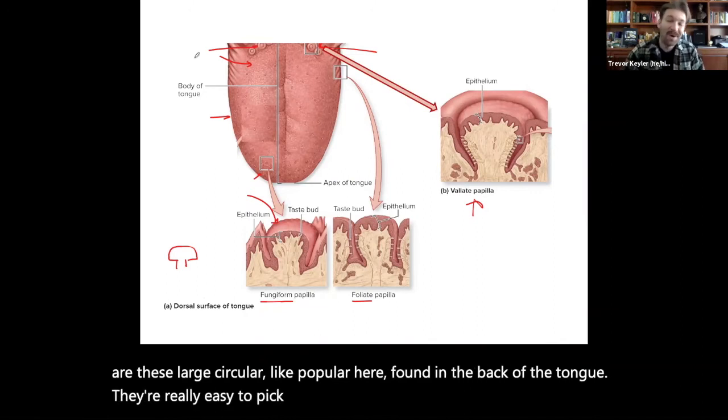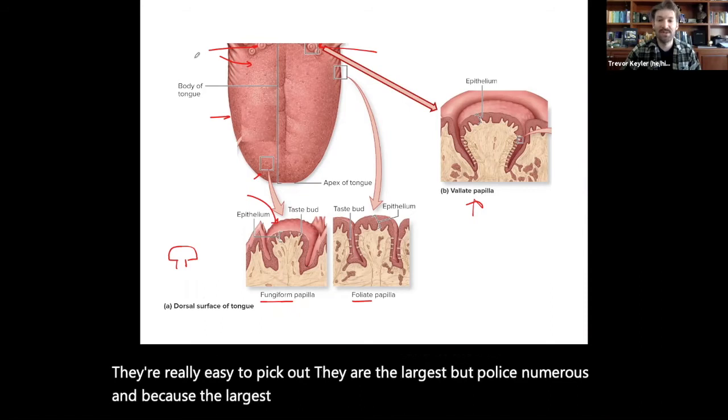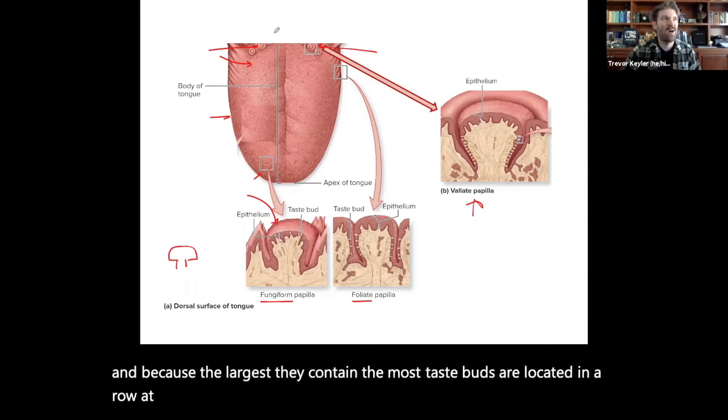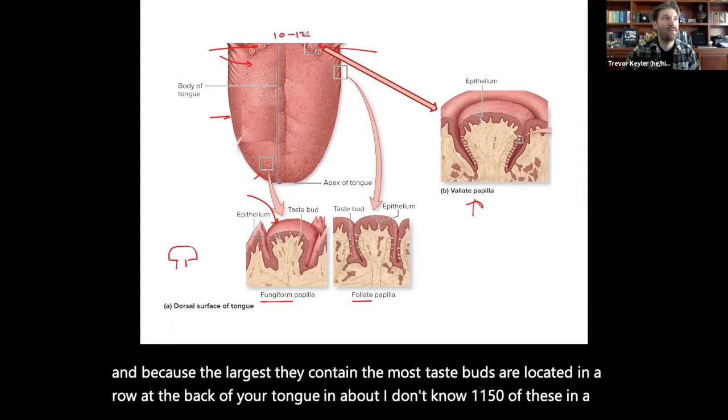They are the largest, but the least numerous. And because they're the largest, they contain the most taste buds. They're located in a row at the back of your tongue in about, I don't know, 10 to 12 of these in a row. Those are the vallate papillae.